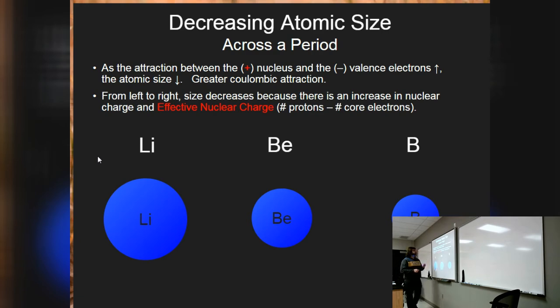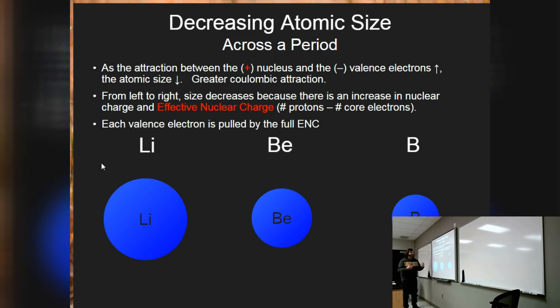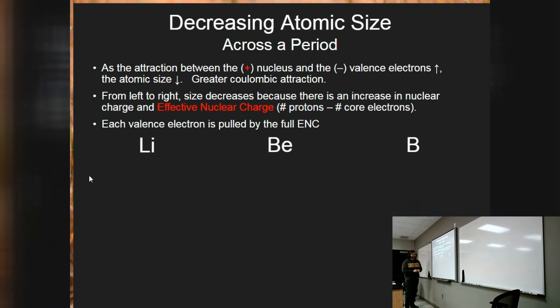But we have another way we can represent that. We're increasing the nuclear charge, but we have another way to represent this effect, which we call effective nuclear charge. We can take our number of protons minus our core electrons to give us a numerical value for how attracted the valence electrons are going to be to that nucleus. Each valence electron is then pulled by that full effective nuclear charge. The larger the effective nuclear charge, the more attracted it's going to be, and the smaller the atom's going to be.